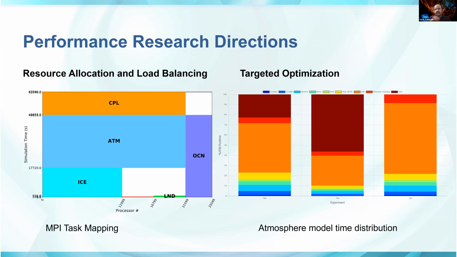And on the right, I have a comparison of time spent within various atmospheric processes. So this is just time within an atmospheric model run. The idea here is to look at various configurations. I think this is showing the low-res model versus the high-res model, and then we're trying to compare how different components scale and where we should focus our optimization efforts.